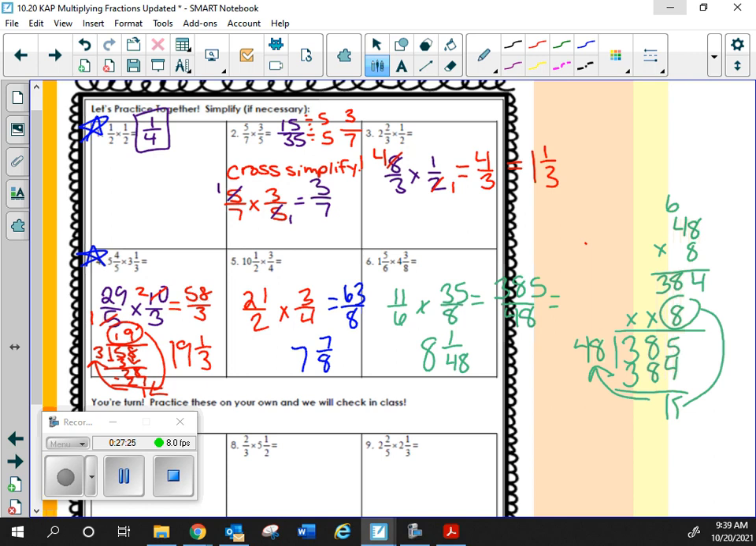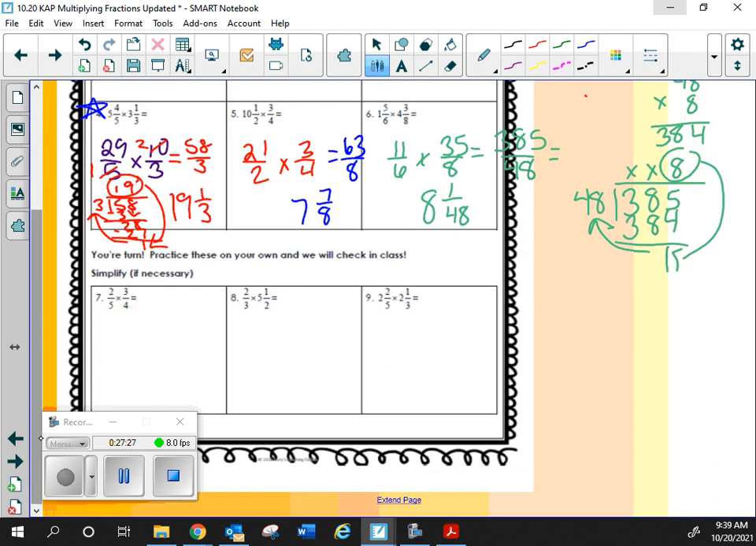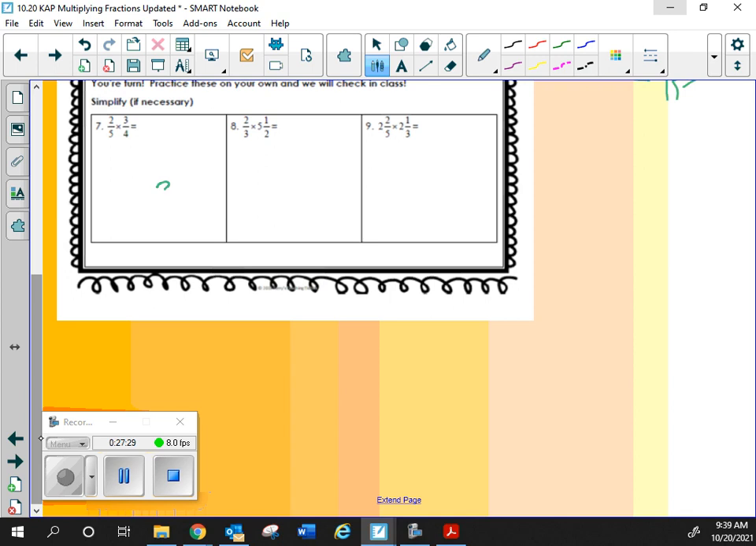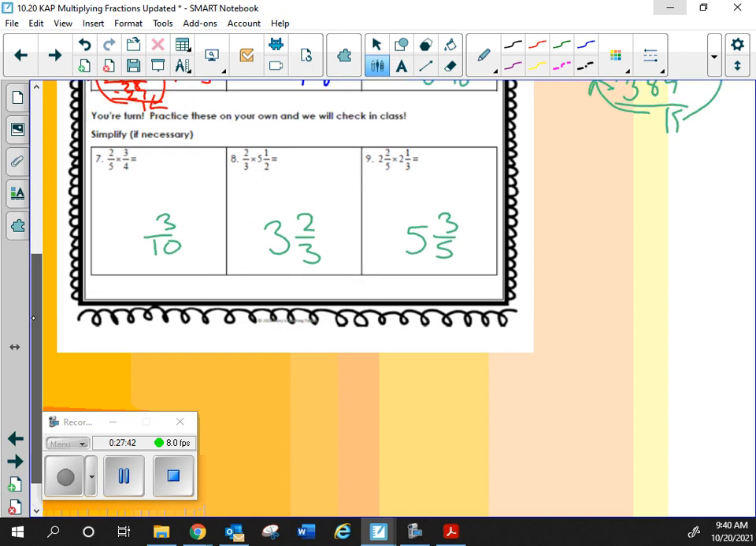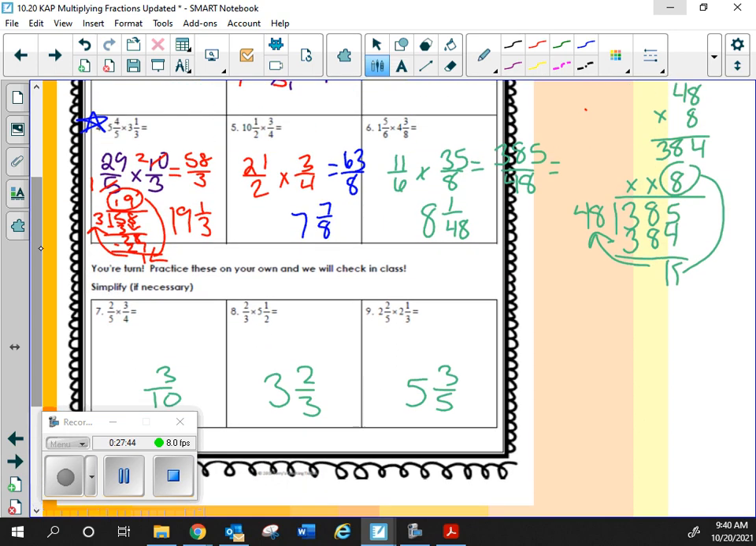Okay. The last ones, I'm just going to put the answers because of time. This is going to be 3/10, 3 and 2/3, and then 5 and 3/5. If you need to see the worked out examples, they are on Canvas. Yes, ma'am. Number 5 was 7 and 7 eighths.